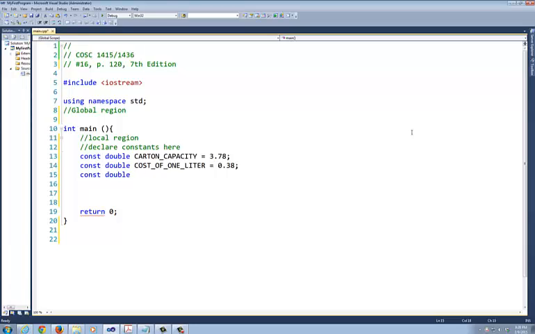Constant double, and the next one is going to be profit. What do they call profit on a carton? Okay, that profit is 0.27. All these are doubles.